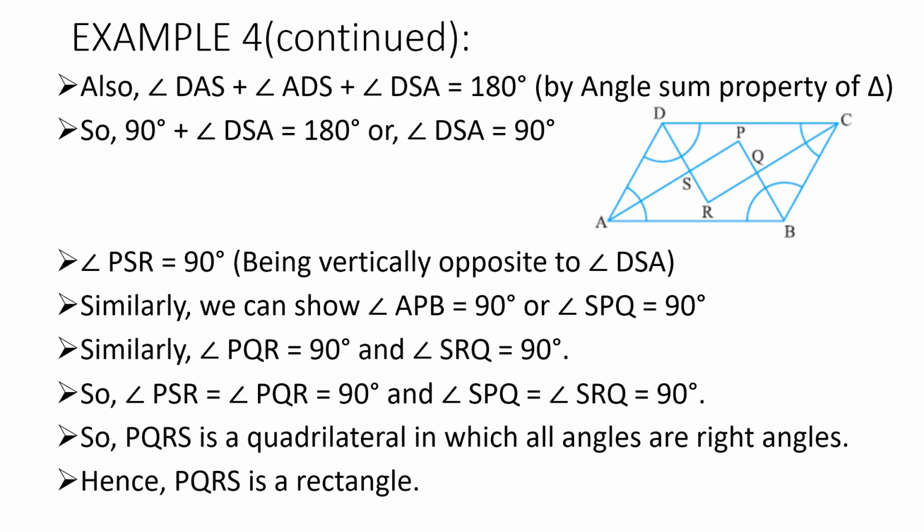In the same way, we can show that angle APB is 90 degrees, but that is the same as angle SPQ. Similarly, angle PQR, or you can say angle SRQ, both are 90 degrees. Now, all the four angles PSR, PQR, SPQ and SRQ are 90 degrees. So PQRS is a quadrilateral in which all angles are right angles and hence it is a rectangle.